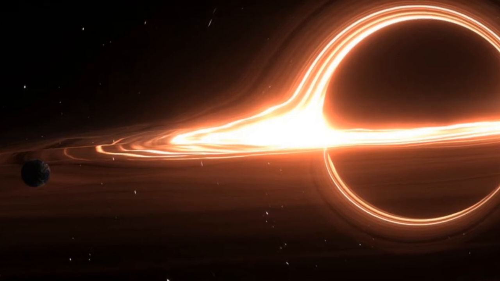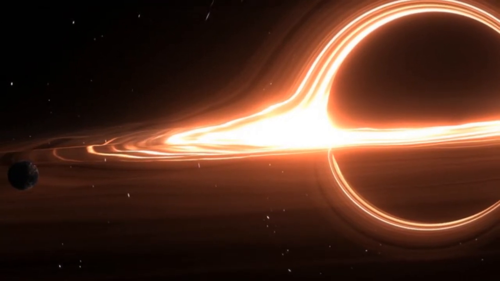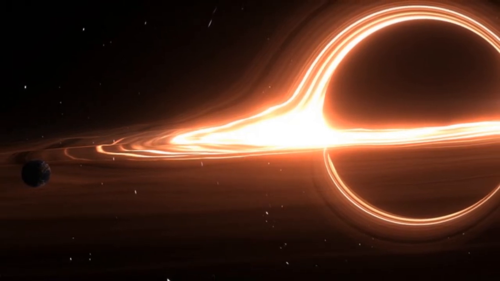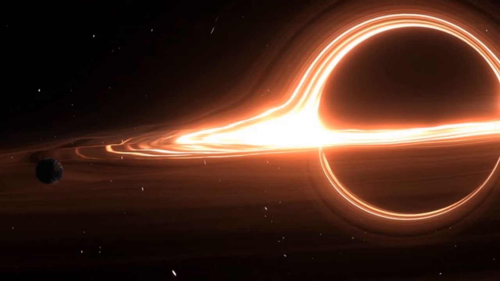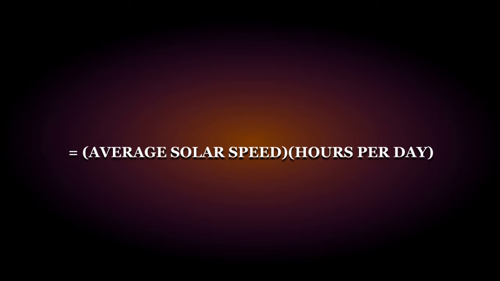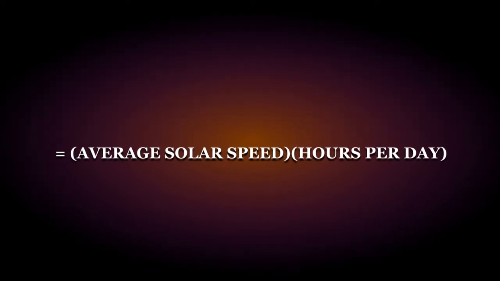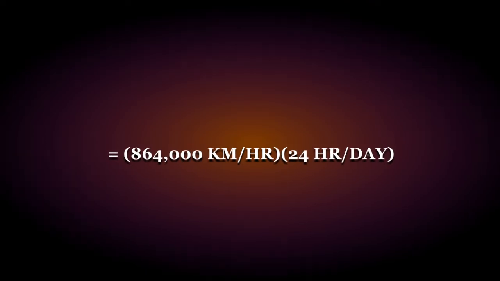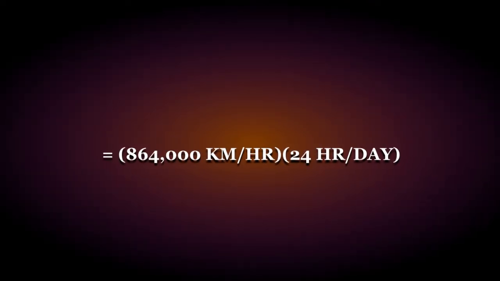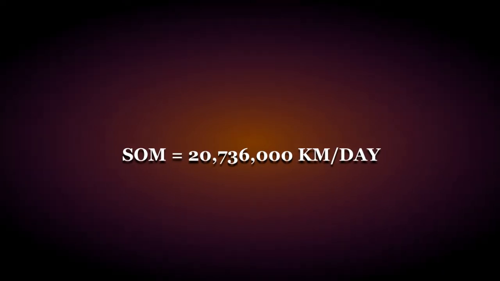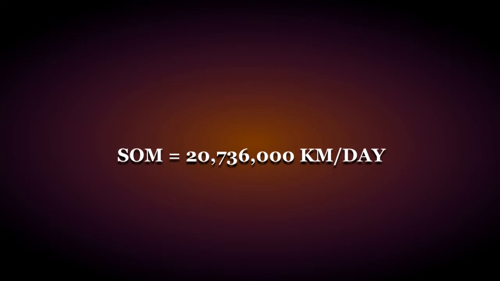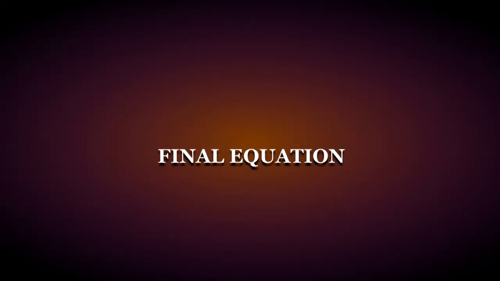Tier 4, solar orbital movement. The Sun, which is one of the billions of stars in the Milky Way, also orbits Sagittarius A*, which is located at the center of the galaxy. This supermassive black hole pulls all stellar masses in the galaxy towards the center, causing the Sun and hundreds of thousands of other stars to have an average speed of about 864,000 kilometers per hour. So, solar orbital movement, SOM, equals average solar speed times hours per day, equals 864,000 kilometers per hour times 24 hours per day. SOM equals 20,736,000 kilometers per day.